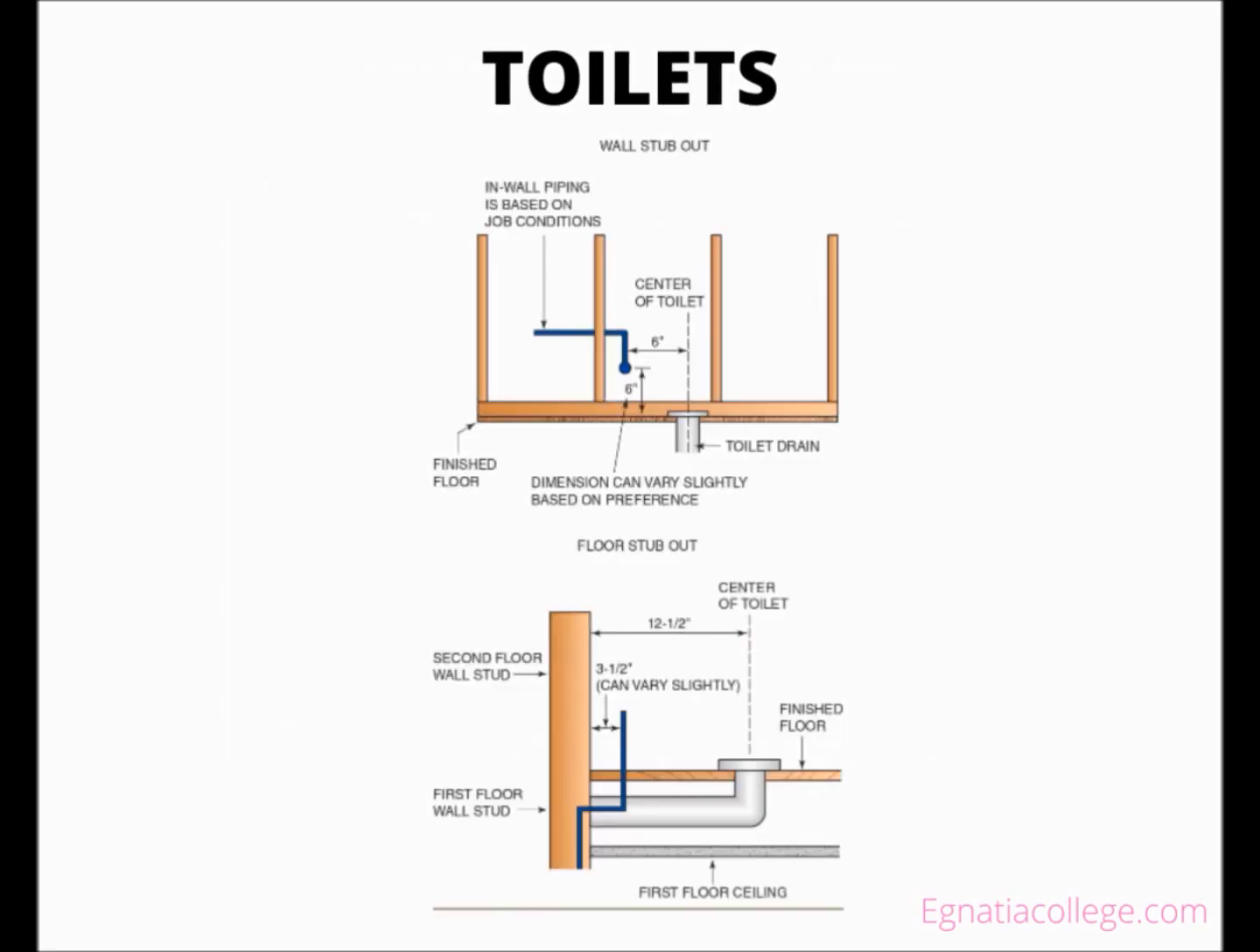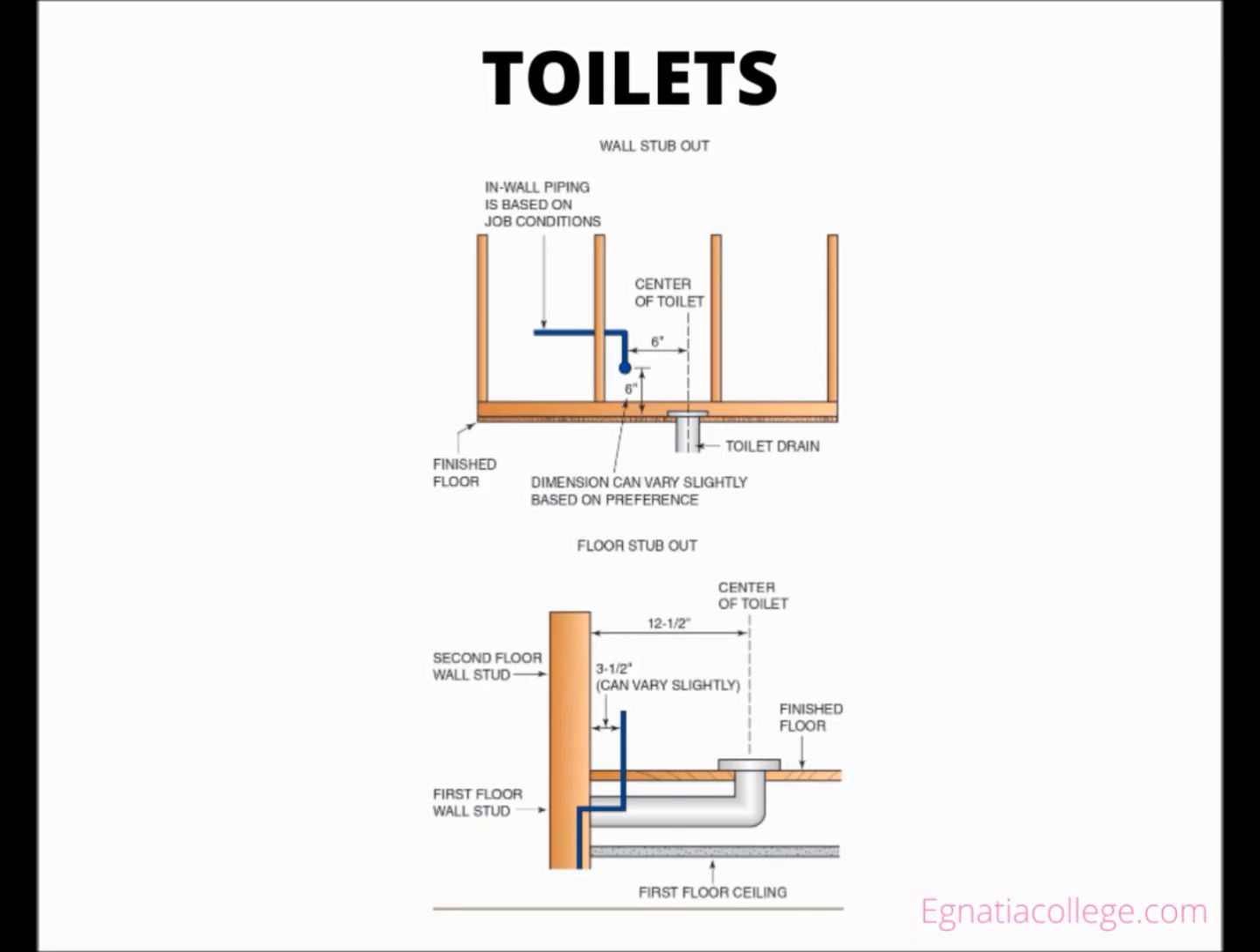Toilets. A plumber installs the in-wall piping for a toilet based on the location of the center of the toilet, with the standard dimension being 6 inches to the left of the toilet center. The stub-out location is standard for most toilets.